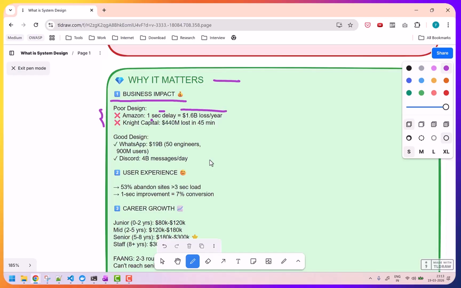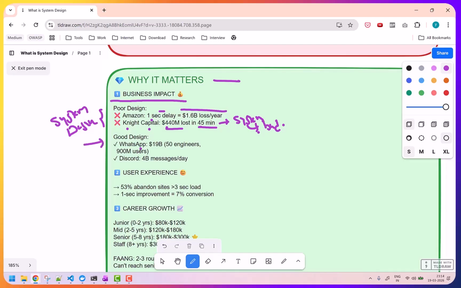This is a fact. Knight Capital lost $440 million in 45 minutes. And this is because of system design. They did a bad deployment, and that's what actually happens. 45 minutes of disruption in the service because of a bad system design deployment, and it cost them 440 million. So system design has a direct impact on the revenue, you can say. Good design, we have seen, right?